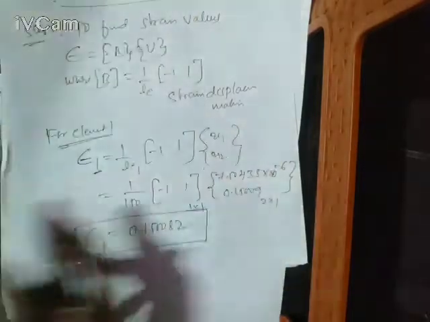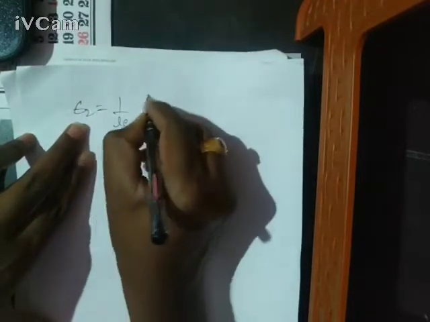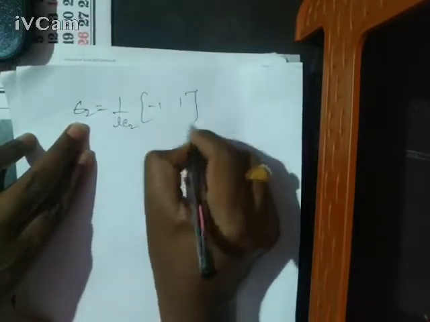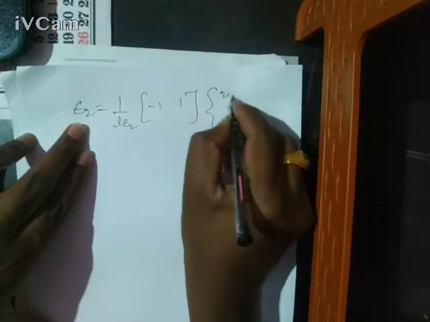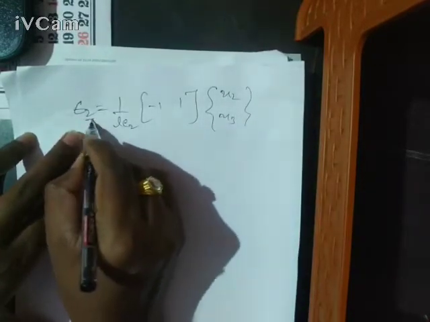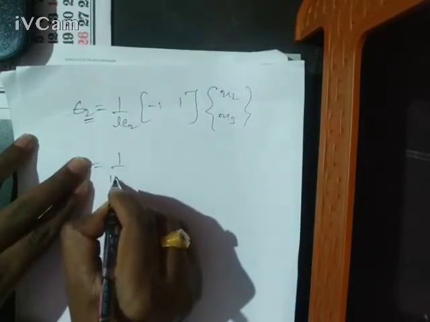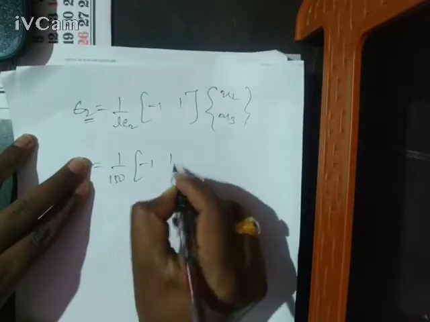So next, what I have to find out is the strain 2 value. Here, what is my strain 2 formula? Again, strain 2 is 1 by Le2 into minus 1, 1, but this time the displacements are u2 and u3. Why u2 and u3? Because element 2 means node numbers are 2 and 3. So 1 by 150, minus 1, 1.